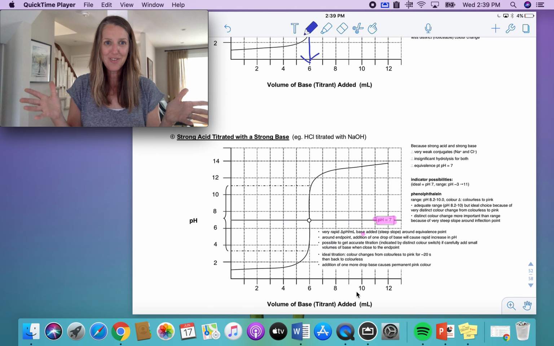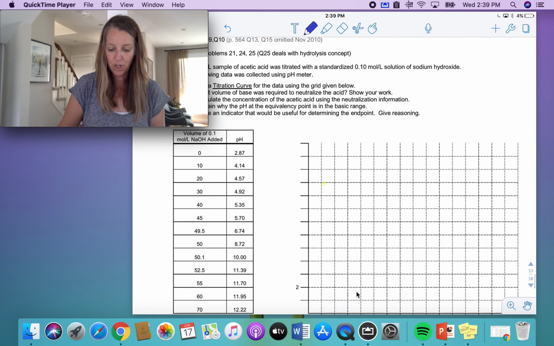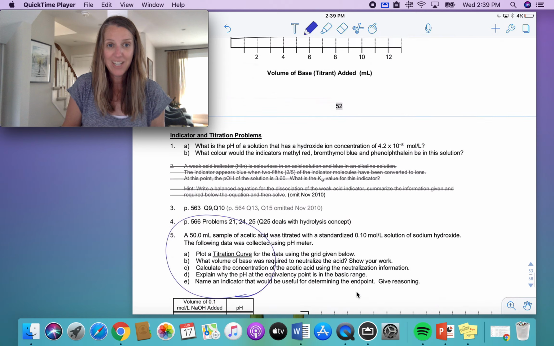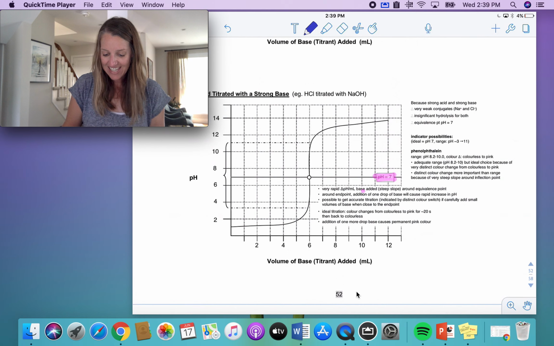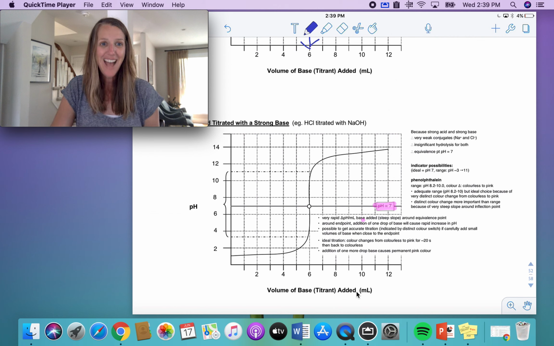All right, so lots of information on this page. If you want to actually practice and you want to try to draw a titration curve, you could do that from question number 5 here, or not, right? You can just leave it as that. And believe it or not, we've covered everything for grade 12 in unit number 5.